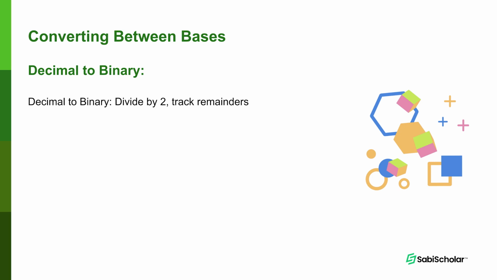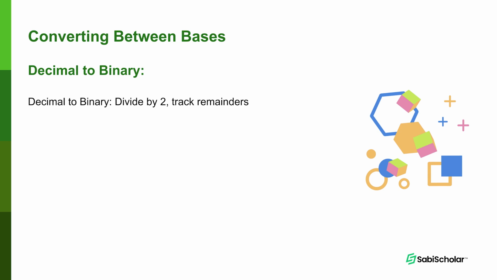And when we are dividing the number by 2, we will be tracking the remainders. Please note that. We will be tracking the remainders. So we are converting a decimal number, which is a number in base 10, to a binary number, that is, to a number in base 2. We divide by 2 and we'll be tracking the remainders.